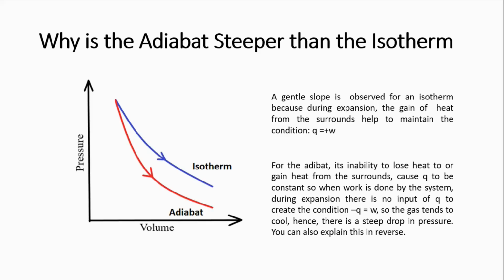Therefore, the effect that they have, the pressure that they create, which comes from collision with the walls of the container, will decrease rapidly. Hence, for the adiabat, as the gas expands, the pressure drops rapidly. And hence, the adiabat, the PV plot for the adiabat is always steeper than the isotherm.